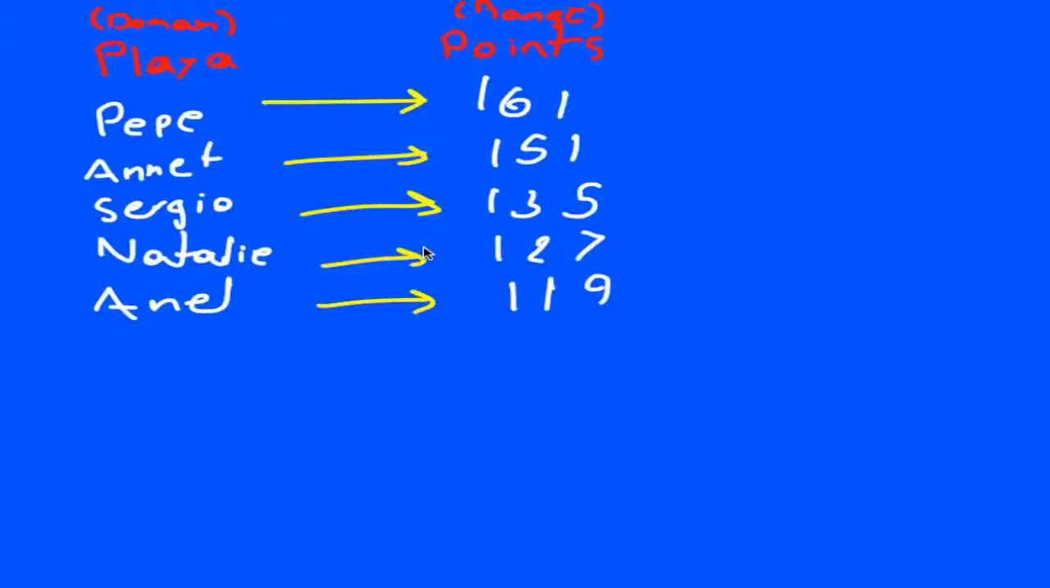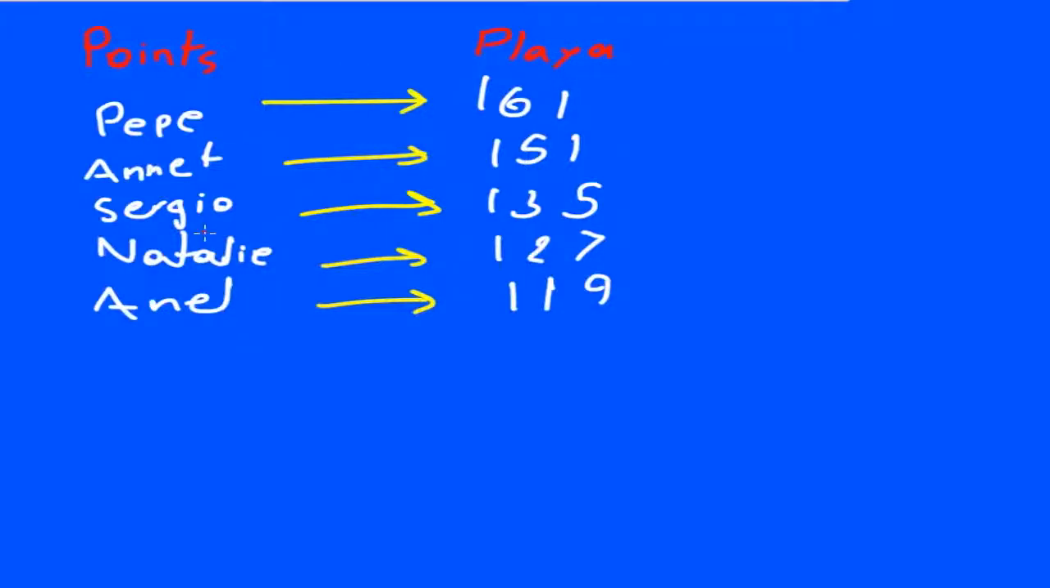So when you're asked what's the inverse, what are you going to do? Well, you're just gonna switch them. You're just gonna move them. So your domain would become your range, right? So your points would be here, points and players.